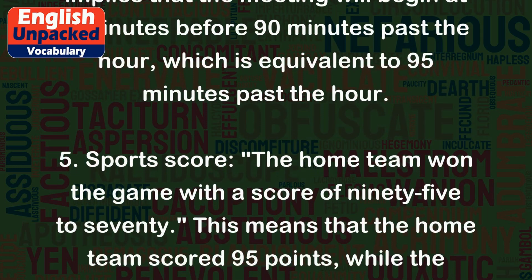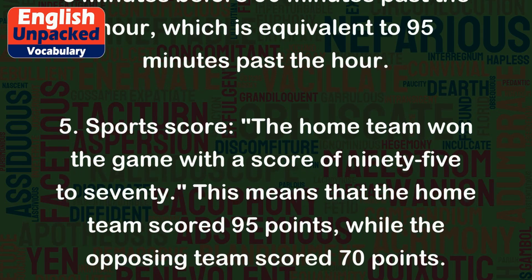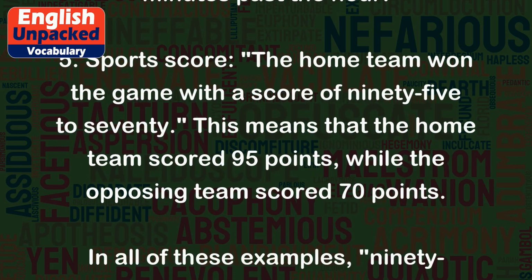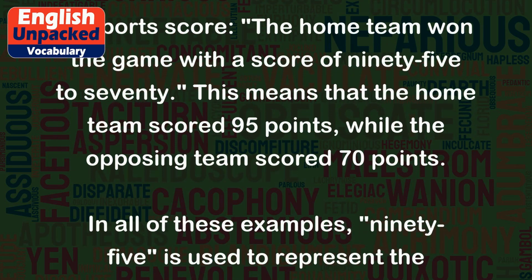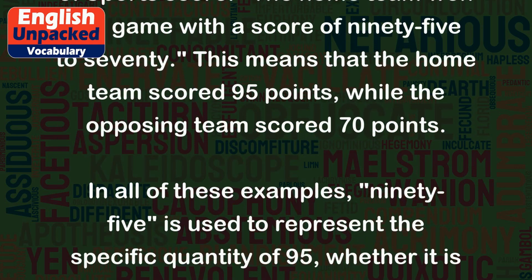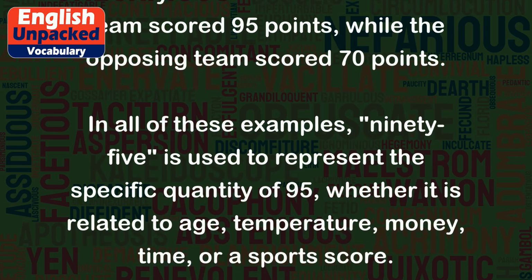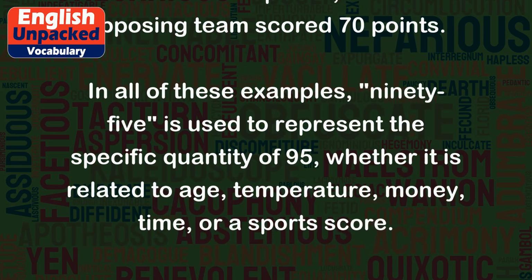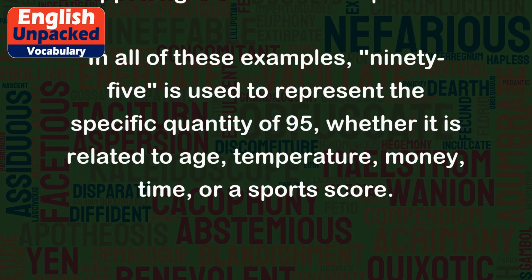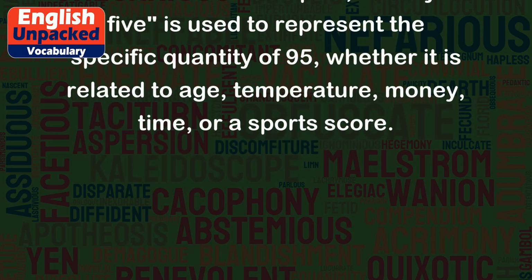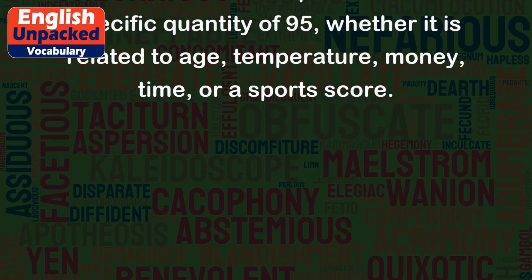5. Sports score. The home team won the game with a score of 95 to 70. This means that the home team scored 95 points, while the opposing team scored 70 points. In all of these examples, 95 is used to represent the specific quantity of 95, whether it is related to age, temperature, money, time, or a sports score.